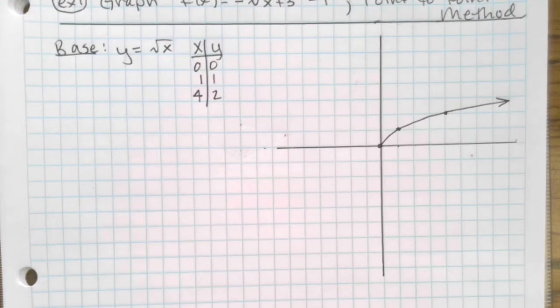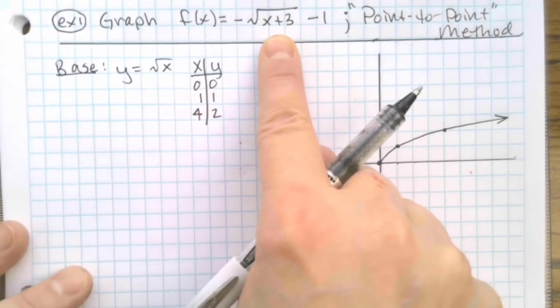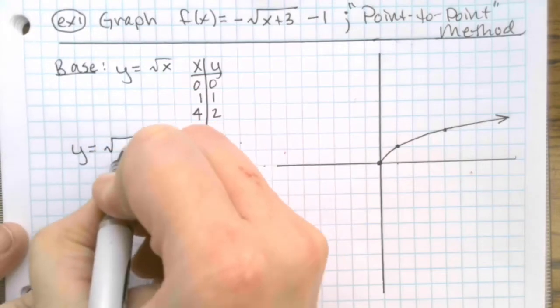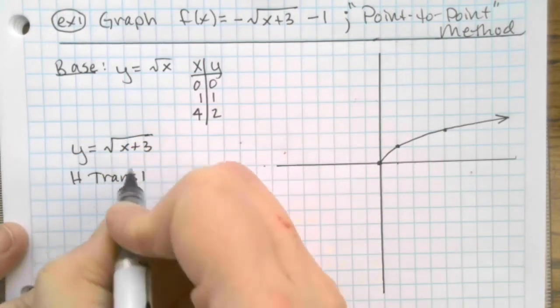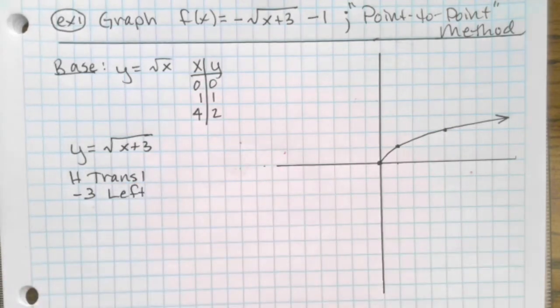Okay, so first thing we want to do is apply the transformations to the graph. Let's start by going on the inside. So again, we're going to switch here. Y equals the square root of x plus 3. Okay, what is this? This is a horizontal translation, -3 to the left. And remember, it's always going to be opposite with the x.